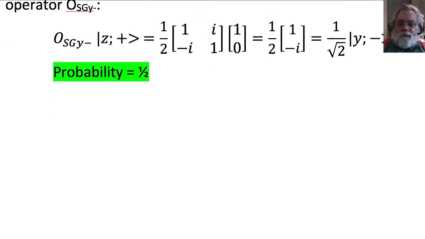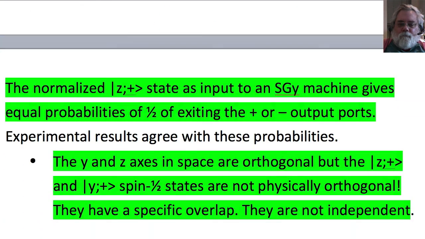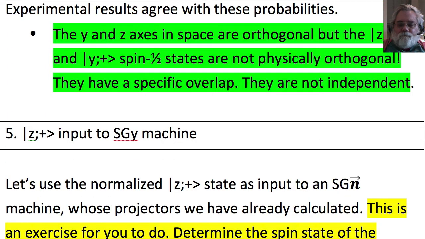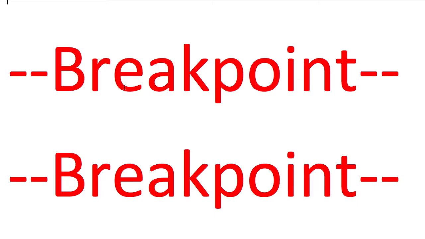Let's do some more experiments. So the normalized z plus state as input to the SGY machine gives equal probabilities of 1/2 of exiting the plus or minus output ports. That is what the experiment would show if we had actual electronic detectors. The y and z axes in space are orthogonal, but the z plus and y plus spin 1/2 states are not physically orthogonal. They have a specific overlap. They are not independent. This is a possible time to take a break.